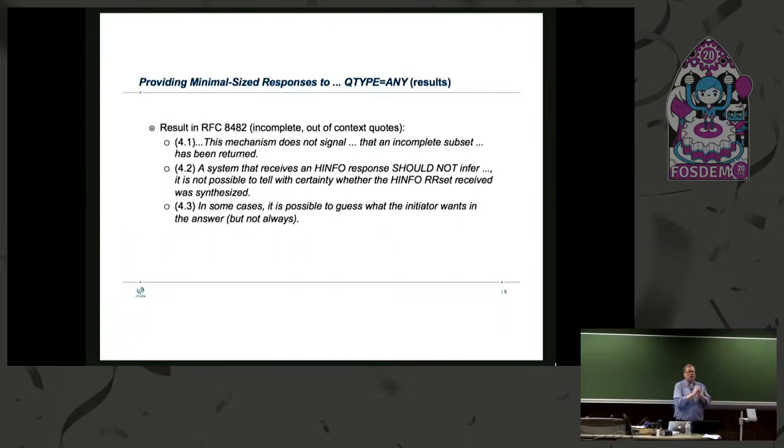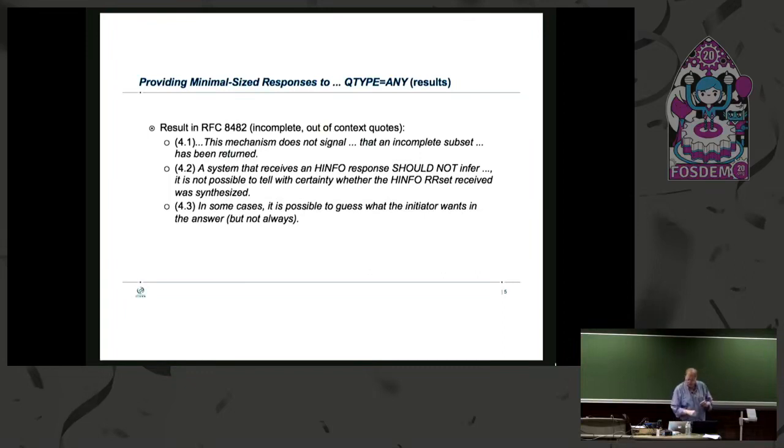Now, I'm not picking on this document because the document actually mentions the points I want to make, and these are verbatim clips from the document. The first one says this mechanism does not signal that an incomplete subset has been coming back. It doesn't tell you that it's minimized it. Number two, it receives a HINFO response, but it's not possible to tell if HINFO was synthesized for this purpose. So then again, it's not really that reliable. And the last one says it's possible to guess what the initiator wants, but not always. So I could tell here that the authors were not trying to just cut things off, but there's no place to go with this.